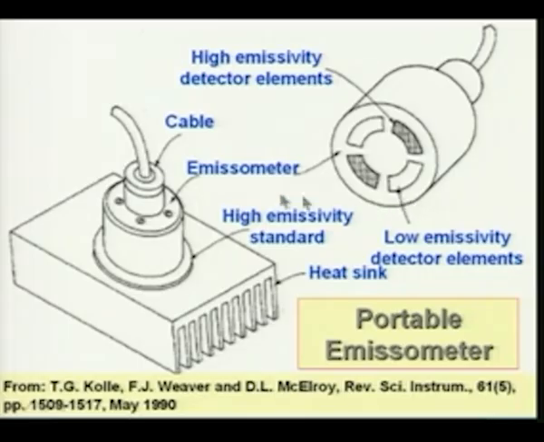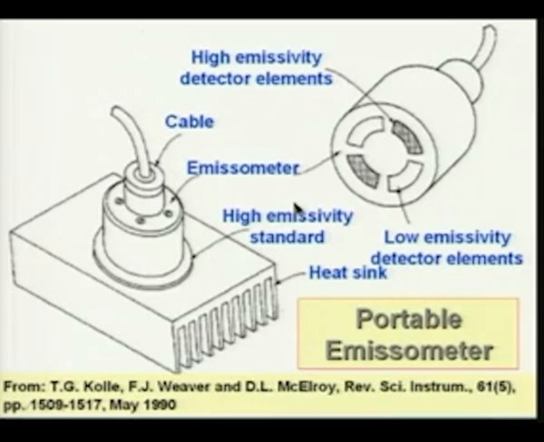How is it done? You place the head first on a high emissivity standard of emissivity equal to 0.89, this is supplied by the manufacturer, and then adjust the gain of the amplifier, so that the reading of the millivolt meter which is connected is going to be exactly 0.89.